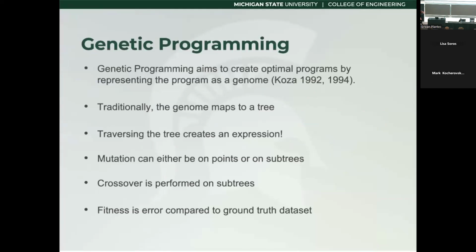So we'll keep the very basic part short for time. Genetic programming, instead of optimizing a discrete parameter, you're trying to develop a program. In our case, we're doing symbolic regression. We're training functions based on a given data set. And traditionally, we use tree genetic programming. And as we traverse the tree, we get an expression. Mutation can either be performed on points or on subtrees, and then crossover is also performed on subtrees. And then your fitness will be your error compared to like the ground truth data set.